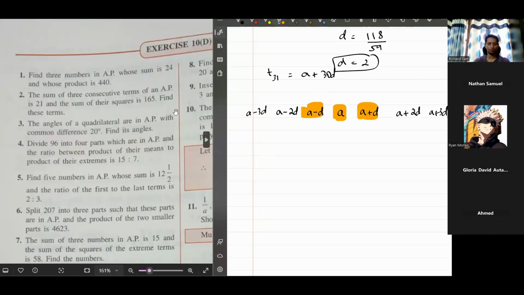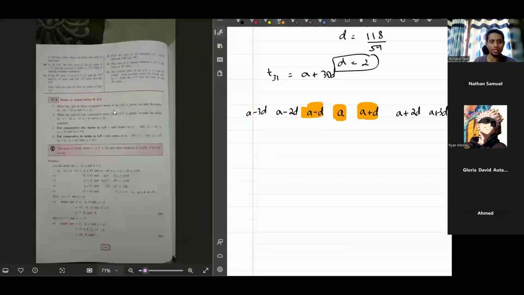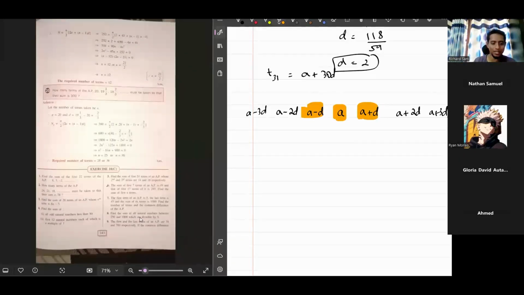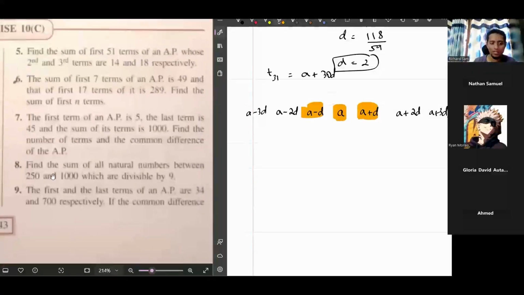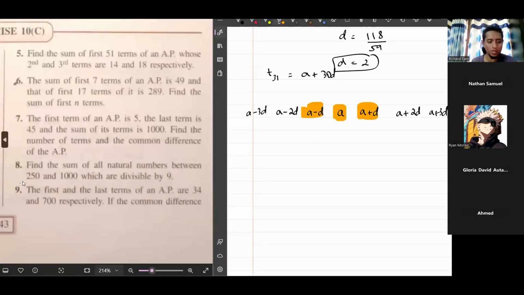All right, so this is one type of question. Then another type of question: look at the 8th question. Find the sum of all natural numbers between 250 and 1000 which are divisible by 9. So first you need to get the AP. What are all the numbers divisible by 9 from 250 till 1000?